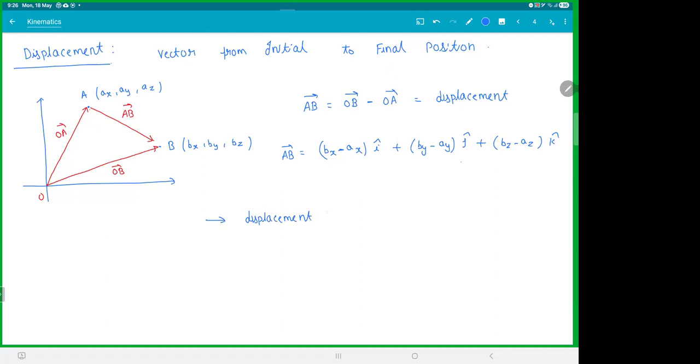Displacement will be integral V bar dt. Did you see? There is no mod. Just putting that mod and removing the mod changes the whole answer. So V bar is your velocity.